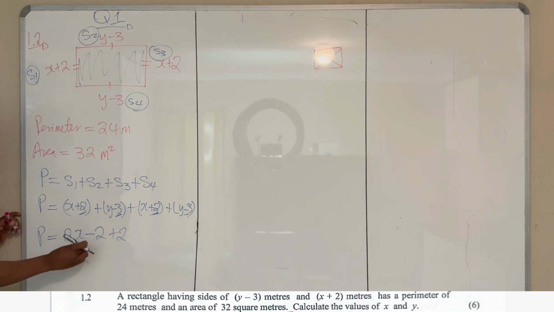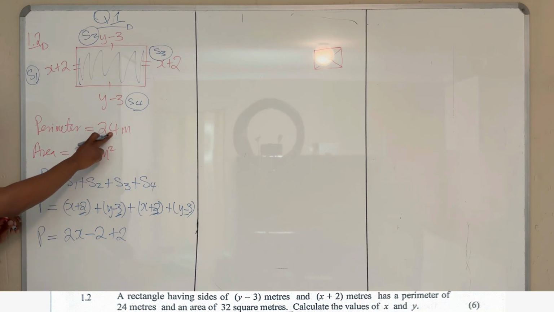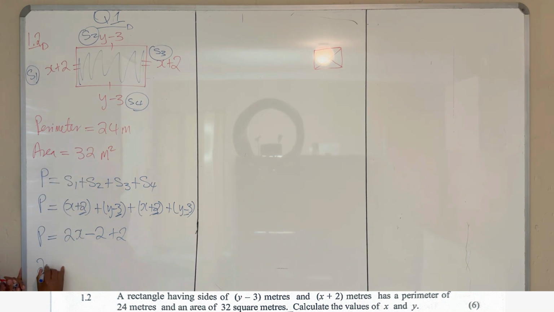But you know that this sum is equal to your perimeter, and your perimeter is 24. So what you have is 24 is equal to 2x minus 2 plus 2y. So it's 2y because we added the y's. That's how we got that.